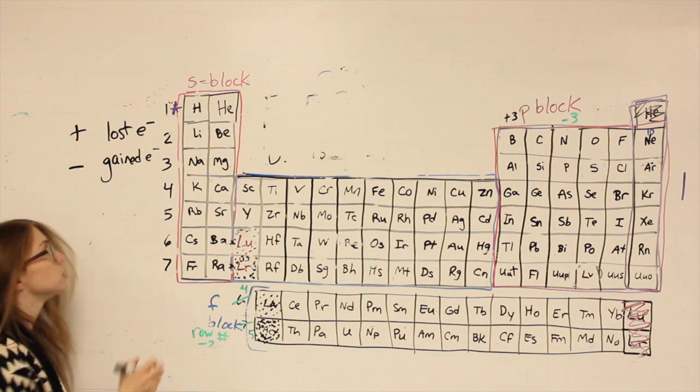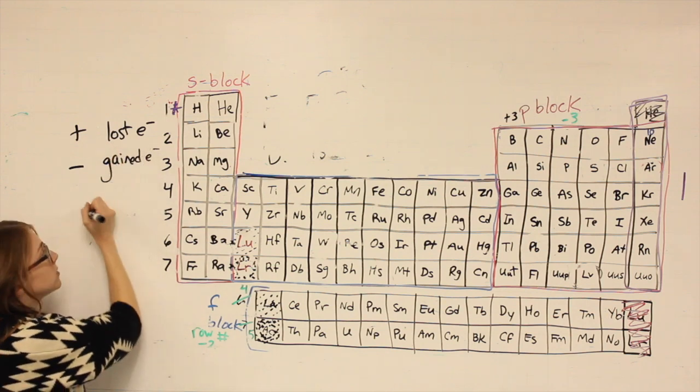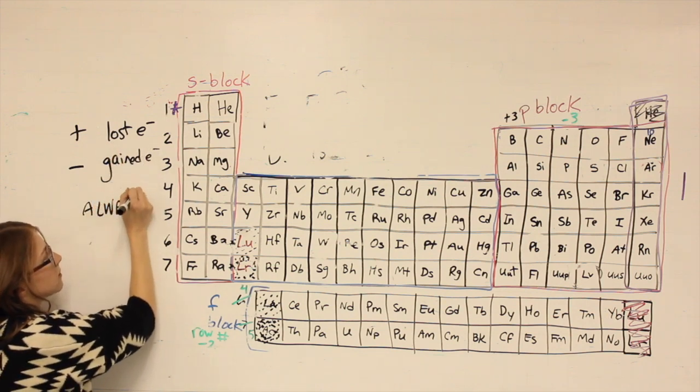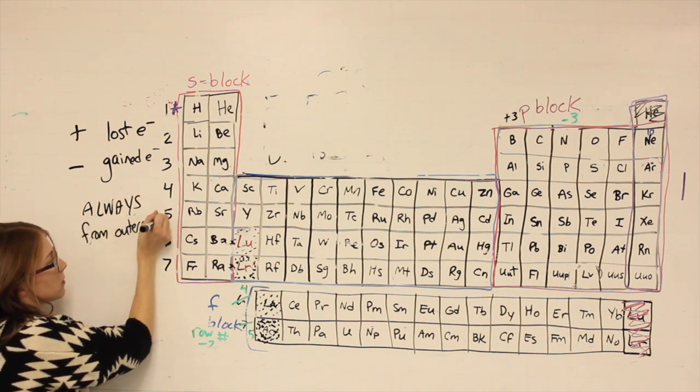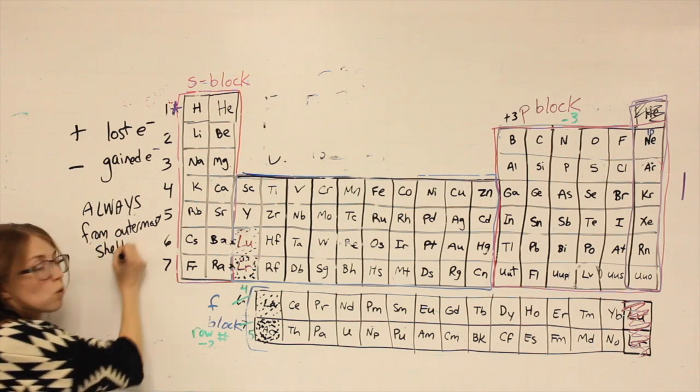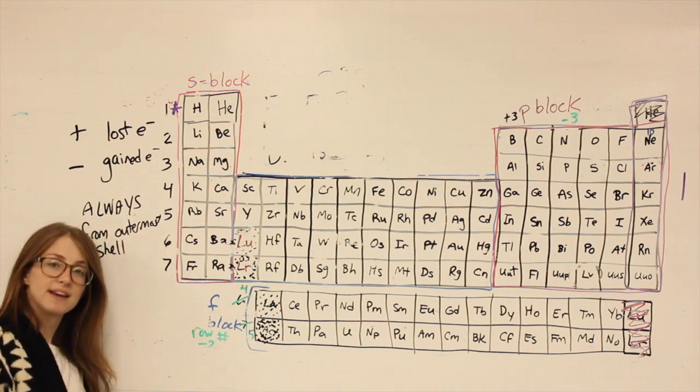And the most important thing to know is this losing and gaining of electrons is always from the outermost shell, or the valence shell. We're generally dealing with the valence electrons.